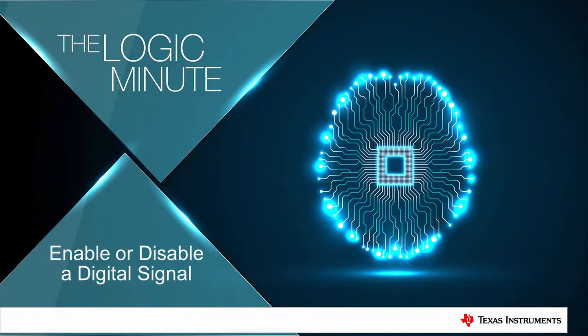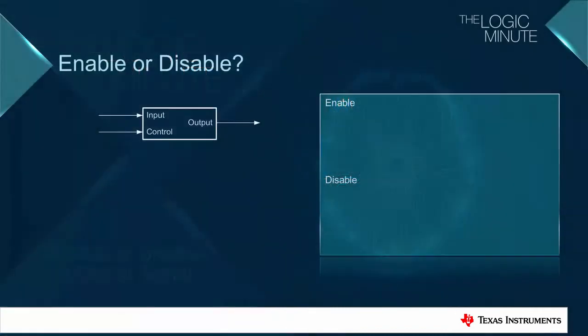In this video, we will look at how to use logic to enable or disable a digital signal. A digital signal can be enabled or disabled with a wide variety of logic devices. This diagram shows a generic logic device with an input, control, and output. The control input is either an enable or a disable.